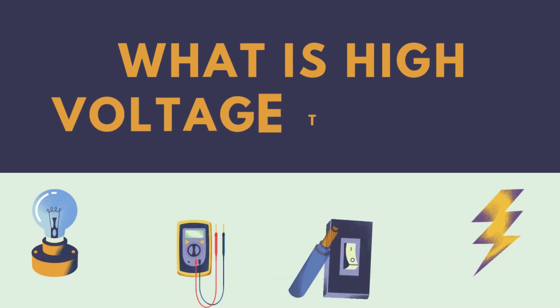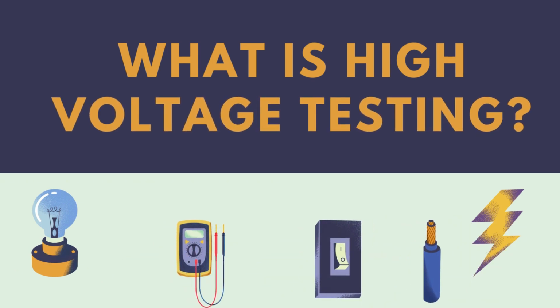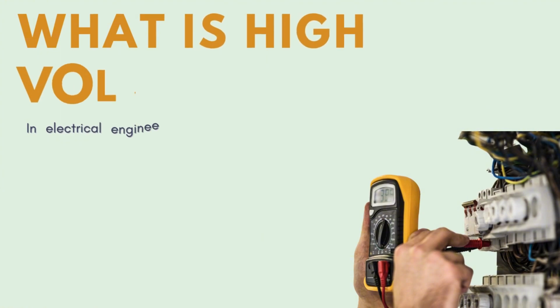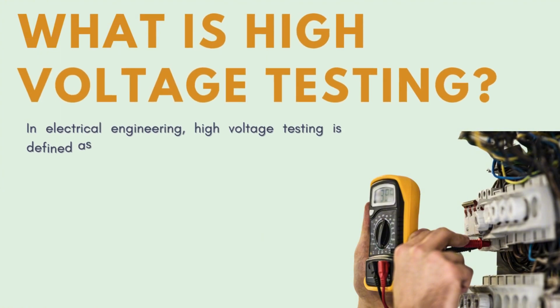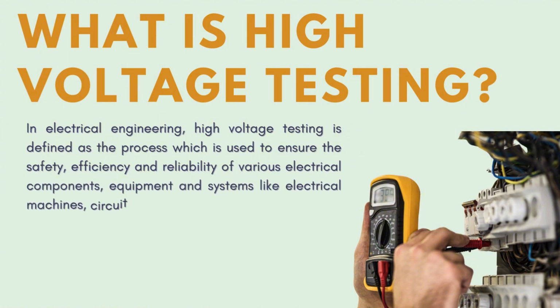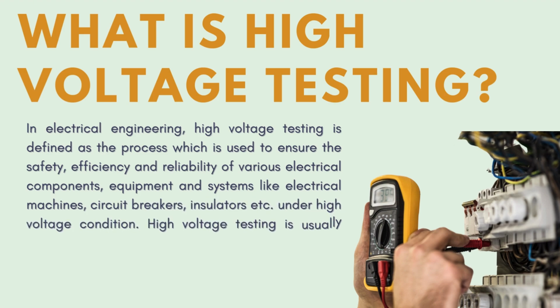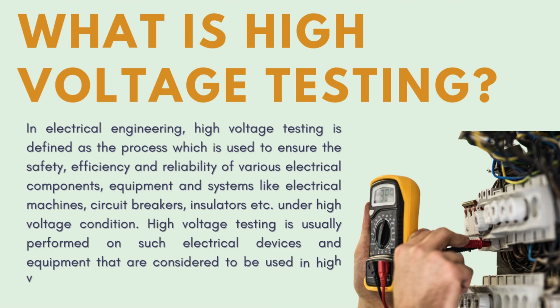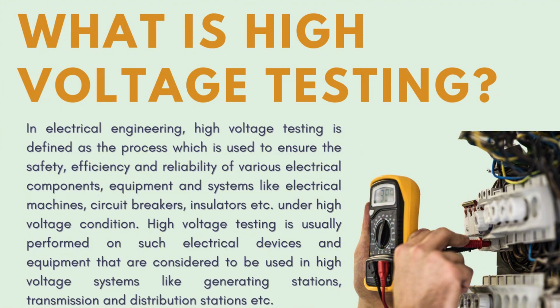Now let us begin with the question, what is high voltage testing? In electrical engineering, high voltage testing is defined as the process which is used to ensure safety, efficiency, and reliability of various electrical components, equipment, and systems like electrical machines, circuit breakers, insulators, etc. under high voltage condition. High voltage testing is usually performed on such electrical devices and equipment that are considered to be in high voltage systems like generating stations, transmission and distribution stations, etc.